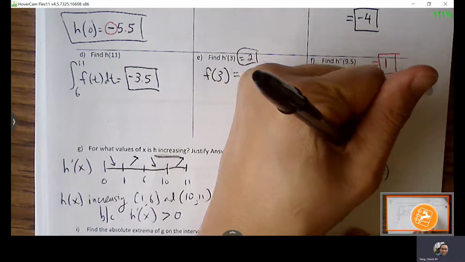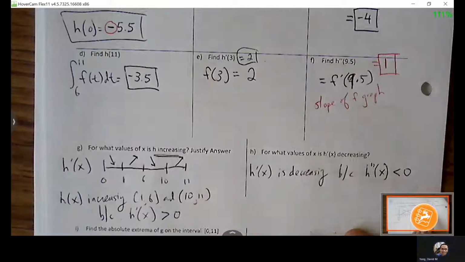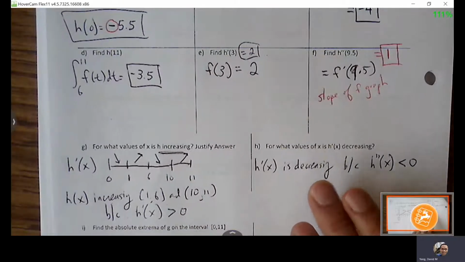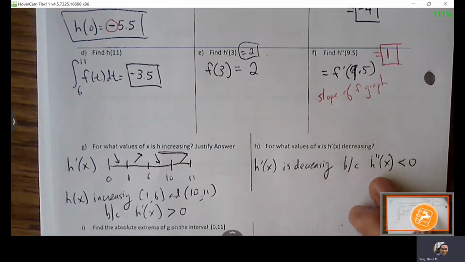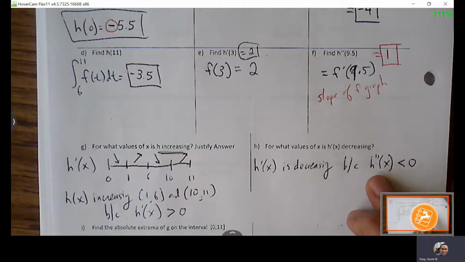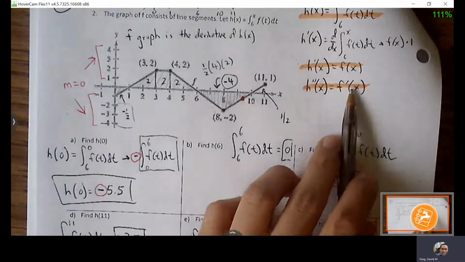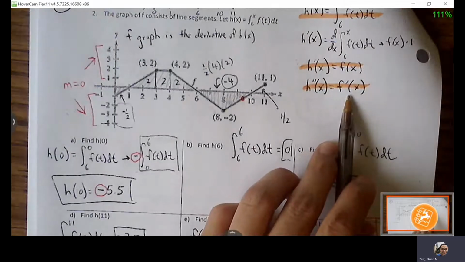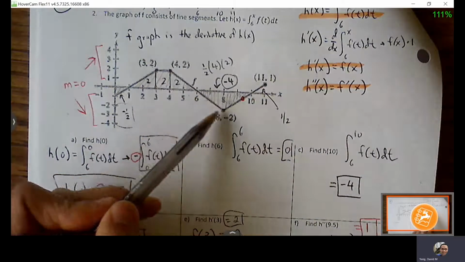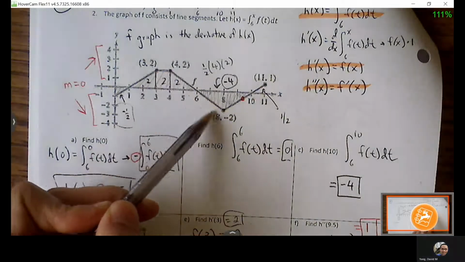Okay, h double prime. h double prime is less than 0. So h prime decreasing means h double prime is less than 0. h double prime is really f prime. So when is f prime going to be negative? f prime is going to be negative when we talk about slope, so from 4 to 8.